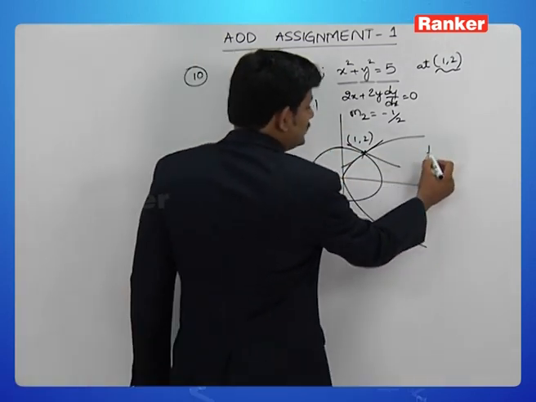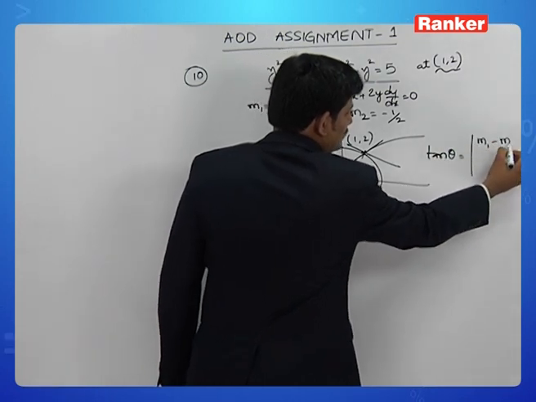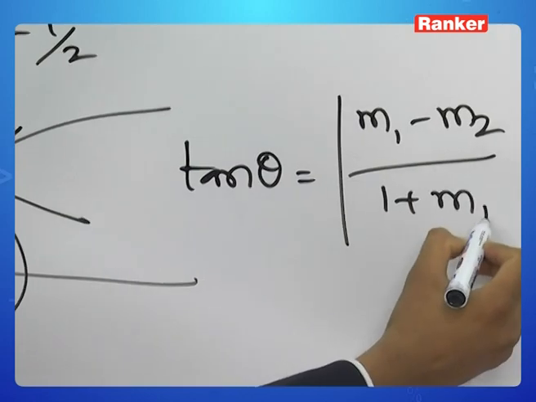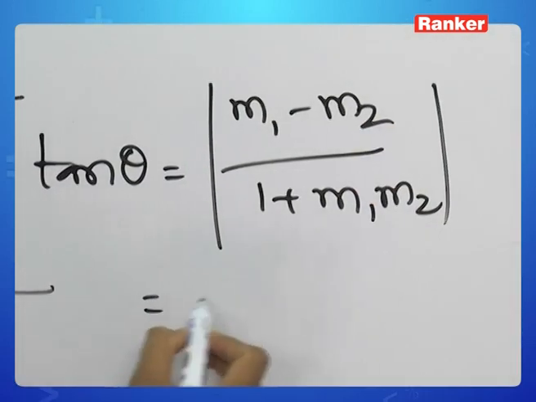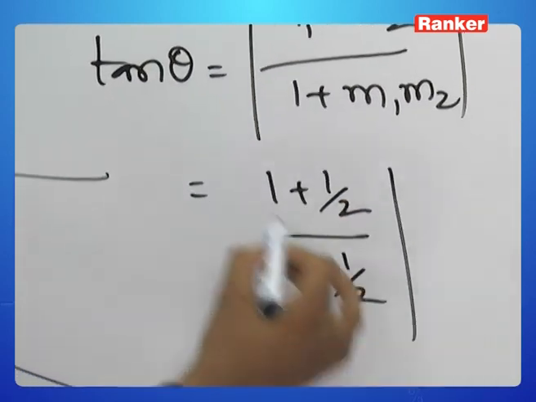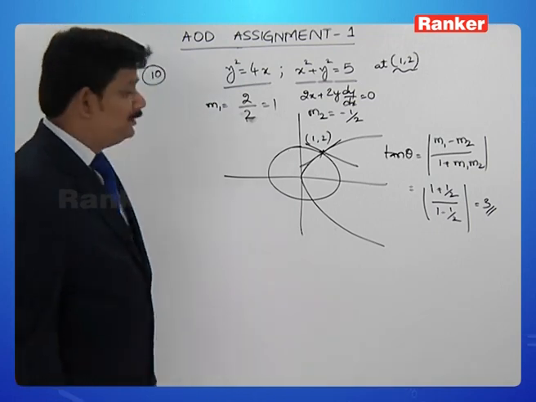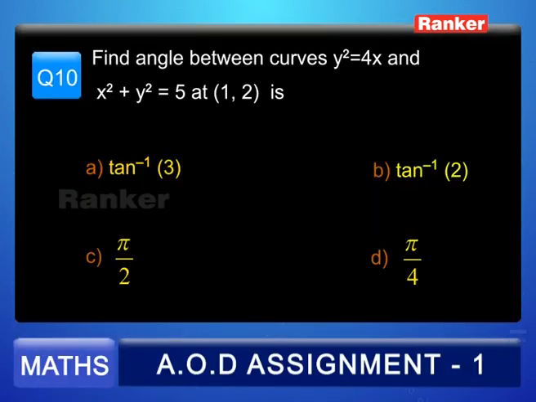For the angle between tangents, tan theta, we know it is equal to modulus of (m1 minus m2) by (1 plus m1 m2). Substituting m1 equal to 1 and m2 equal to minus half, we have tan theta equal to 3, or the angle between the tangents is tan inverse 3, which is option A.